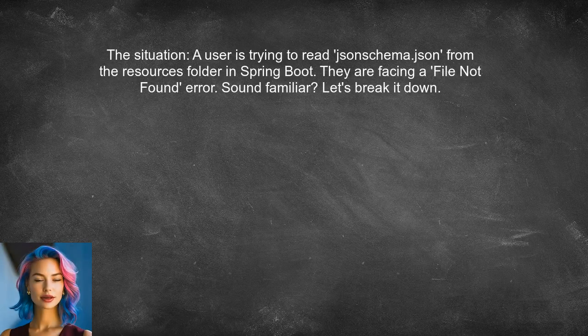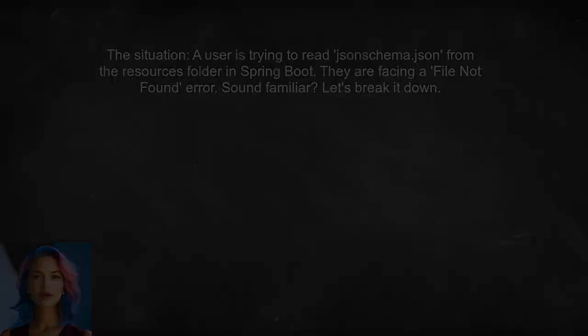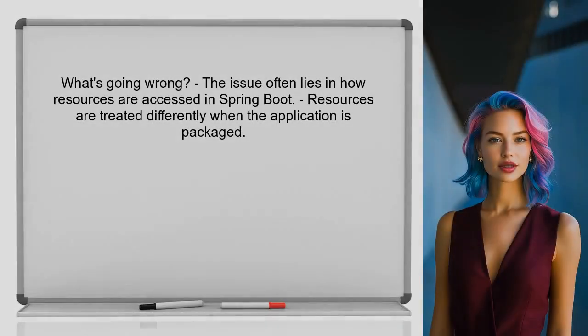Here's the situation we're diving into. A user is trying to read a file named jsonschema.json from the Resources folder in their Spring Boot project. They shared their code, but they're running into a file not found error. Sound familiar? Let's break it down. So what's going wrong here?